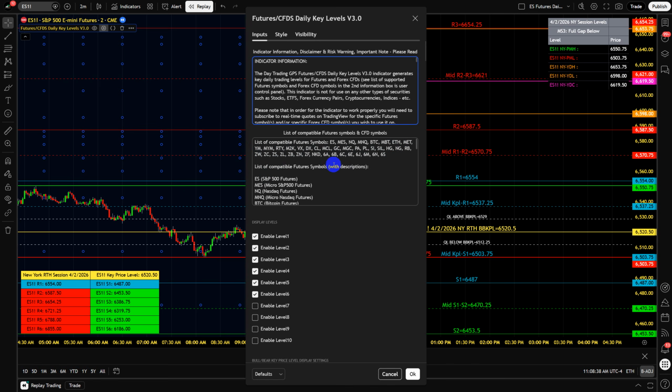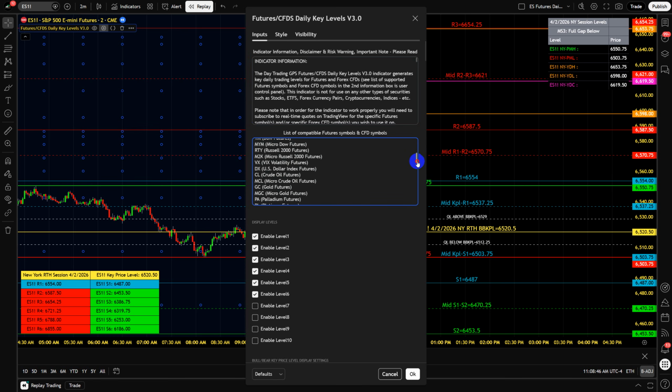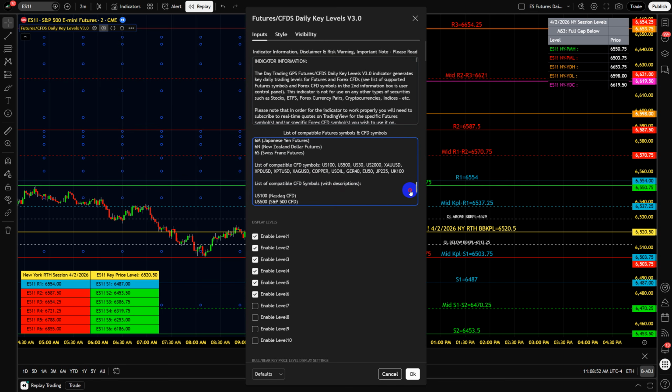And then if you're not familiar with some of these symbols here, there's also a list that has a description for each below, in case you're not familiar with what some of these symbols may mean. And then the same thing with the CFD symbols, and then there's also a list of the symbols again with descriptions.